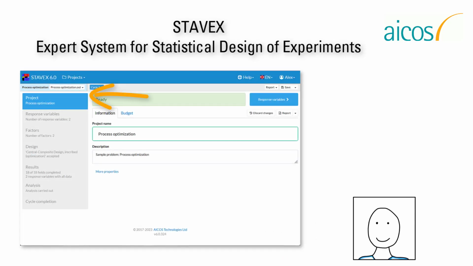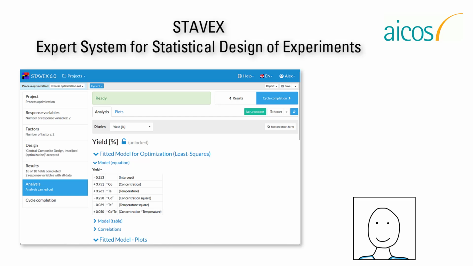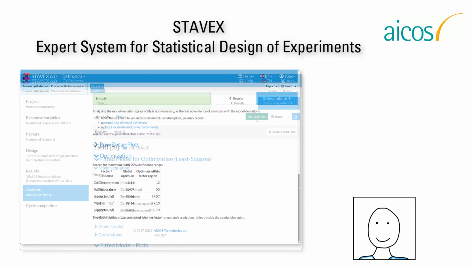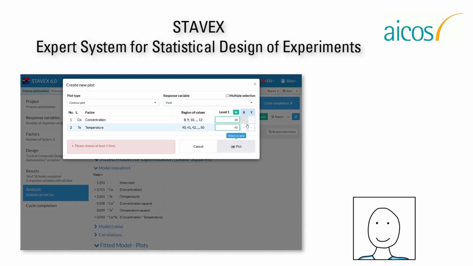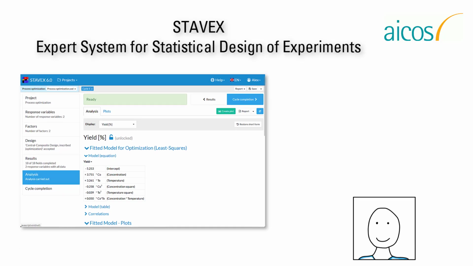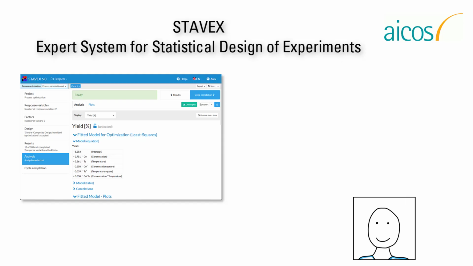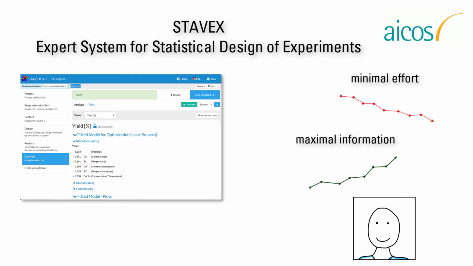The software guides him user-friendly through the entire process of experimental design. With the help of STAVEX, he can analyze his experiments and obtains a report that is easy to understand. The graphical representation of his results yields a deeper insight into his system. All in all, using STAVEX, Alex can minimize the experimental effort and still can reach maximal information about the underlying process.